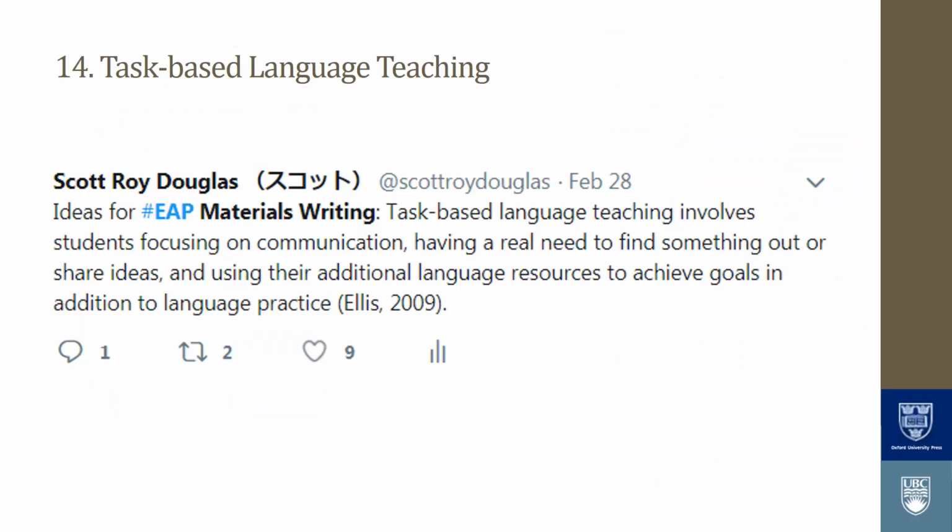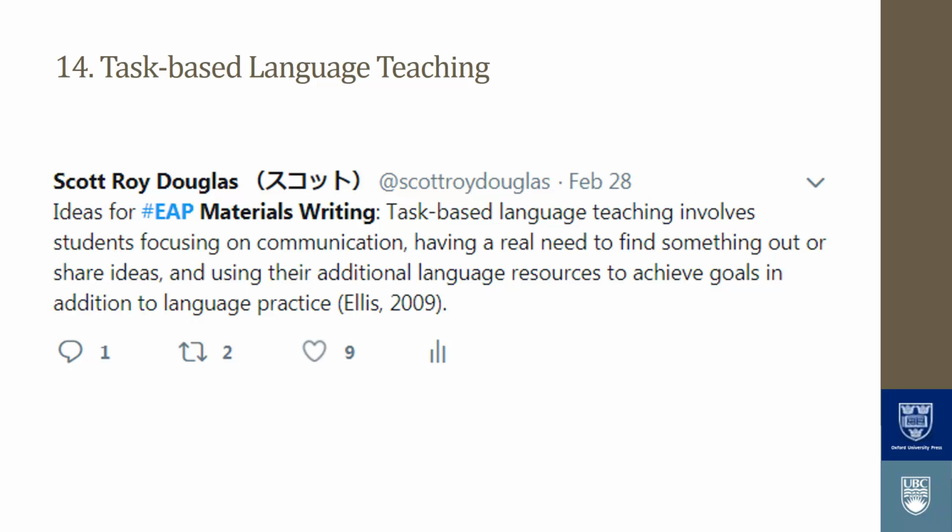The next thing that we're going to talk about is task-based language teaching, also TBLT. Task-based language teaching is the idea that students are focusing on tasks, and these are tasks where they need to use the language in order to achieve the task.